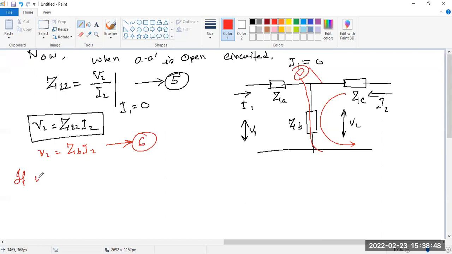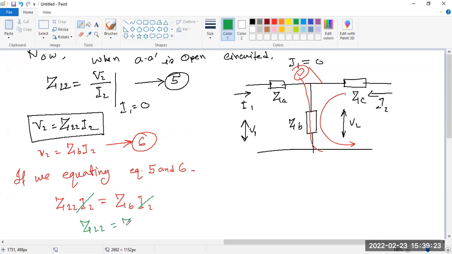Equating equation 5 and 6, we get Z22 I2 equal to ZB I2. Now we can cut out I2, so Z22 is the ZB. Just remember this thing, we have to mention it.